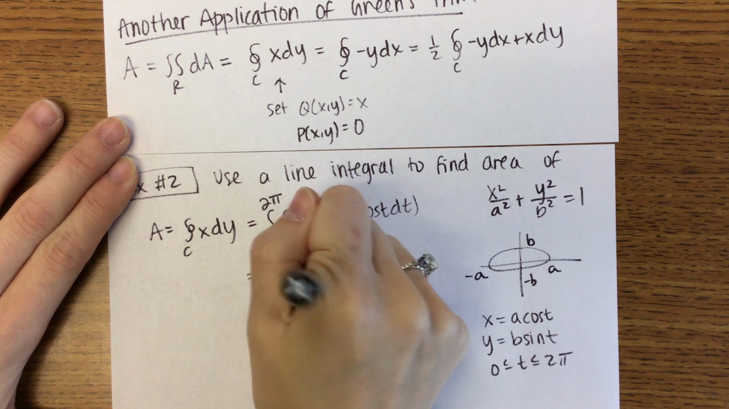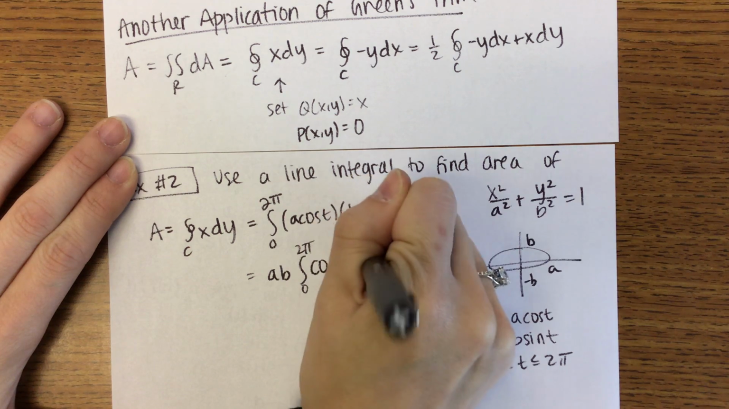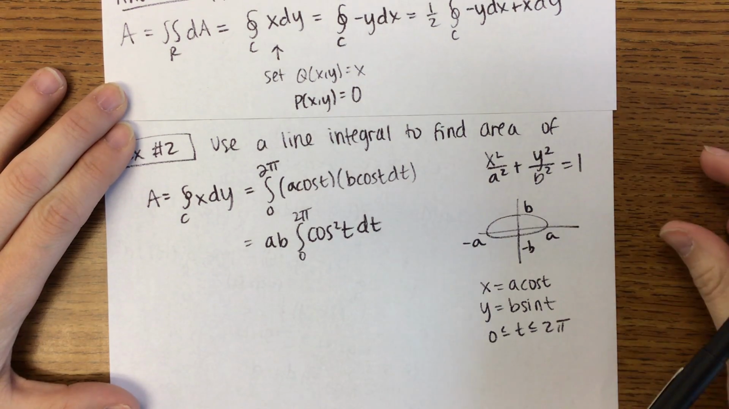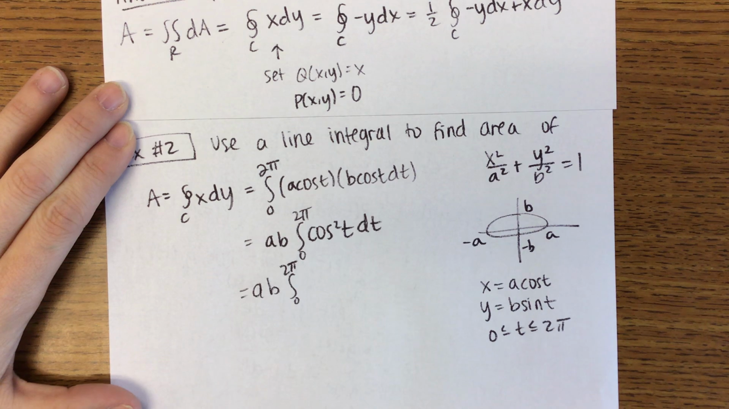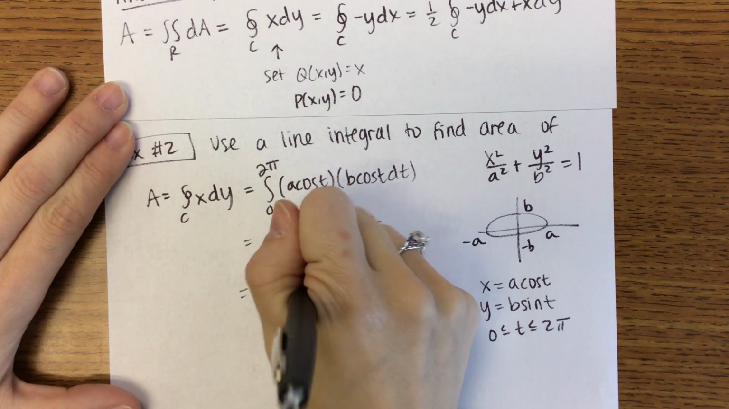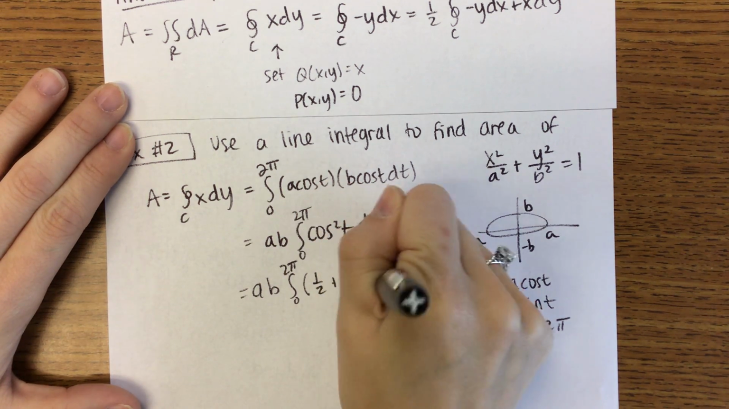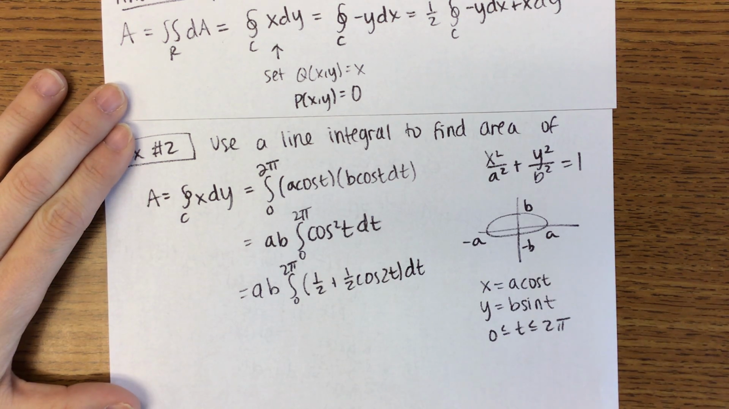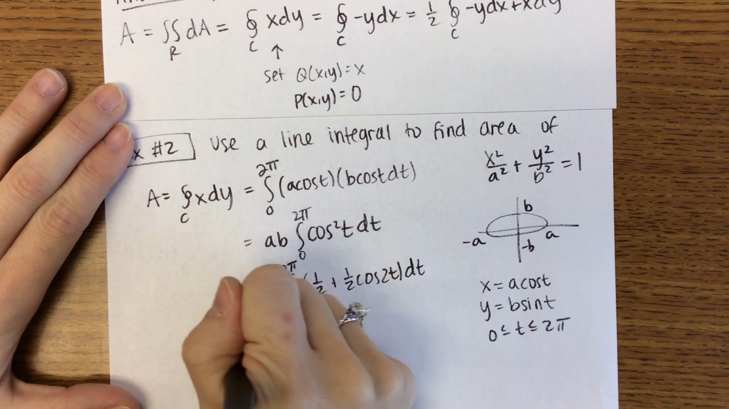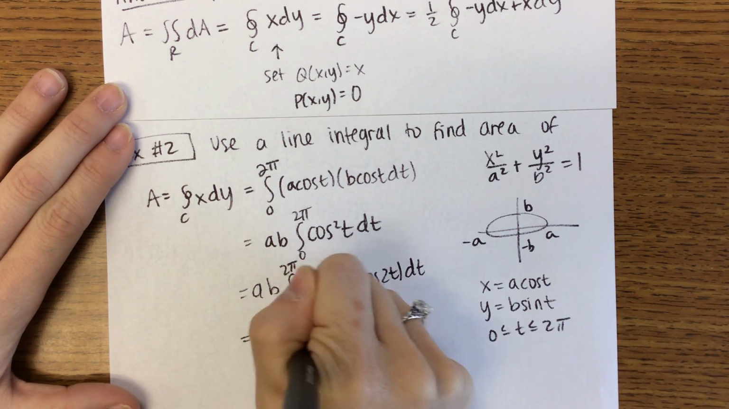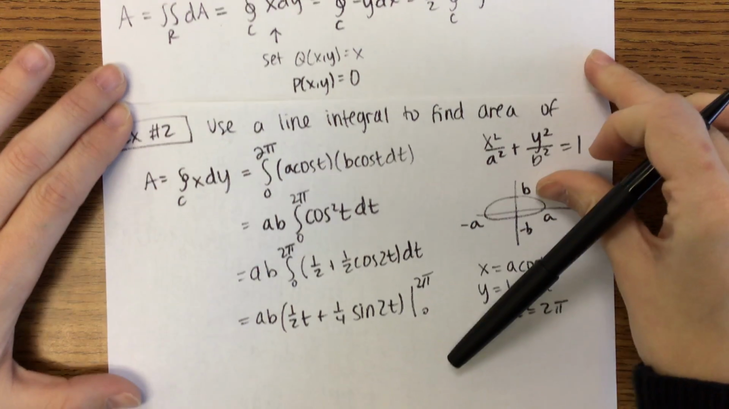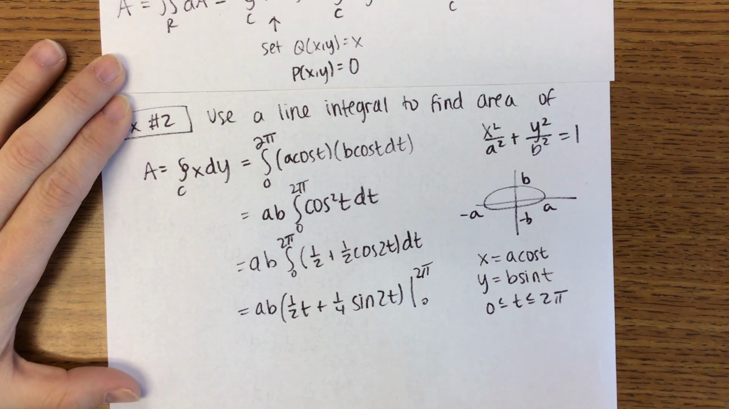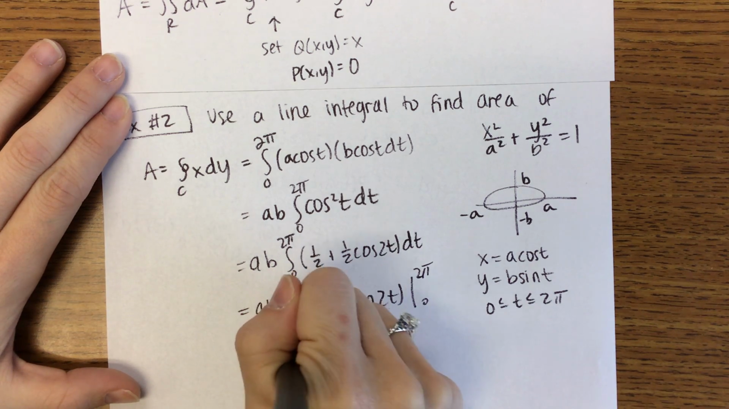Pull out the ab, so then we just have the integral from 0 to 2 pi of cosine squared of t dt. Do you guys remember the trig substitution for cosine squared of t? Okay, it sounds like yes, some of you do. So when we integrate, this ends up being 1/2 t plus 1/4 the sine of 2t being evaluated from 0 to 2 pi, which ends up being pi times a b.